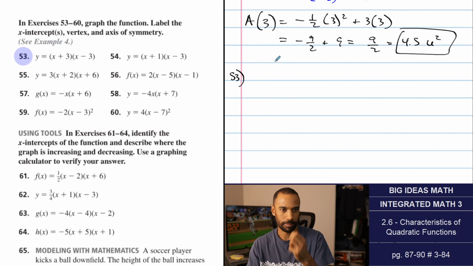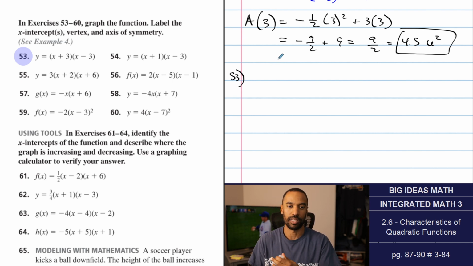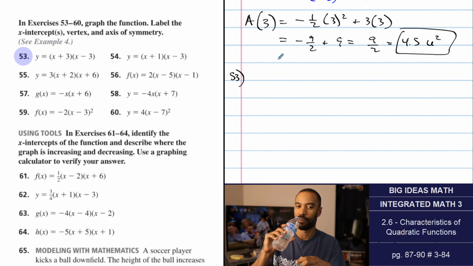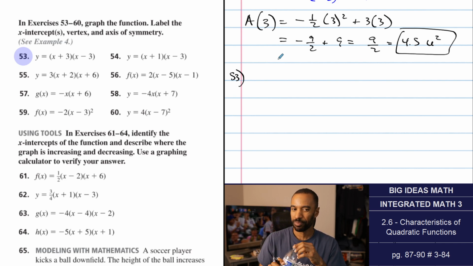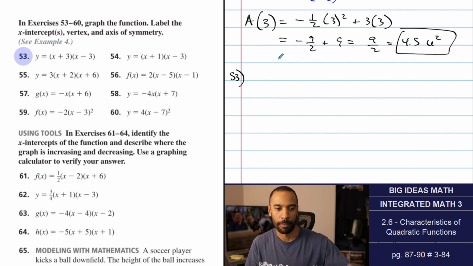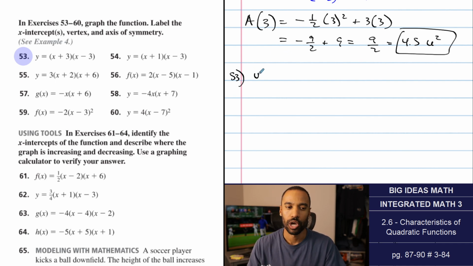Label the x-intercepts, vertex, and axis of symmetry. These are in intercept form, or as I call it, factored form. Actually, the last two are vertex form. You can argue either way, but I like to call this vertex form. So y equals x plus 3 times x minus 3.